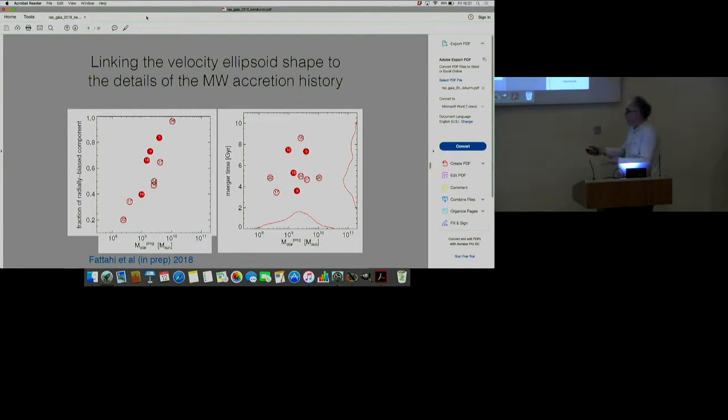And of course, we can go further with the simulations and look. Here I'm showing the red-filled pool balls are the Milky Way analogues, and I'm showing them in the plane of stellar mass of the progenitor versus fraction of the radially biased component, the sausage, and merger time versus stellar mass. So it's the right-hand plot that's probably the most interesting, and it's telling me that the progenitor was a big progenitor, probably of the order of 10 to the 9 solar masses in stars, and the merger time is between 6, 8, 10 gigayears ago, as judged from the Auriga simulations.